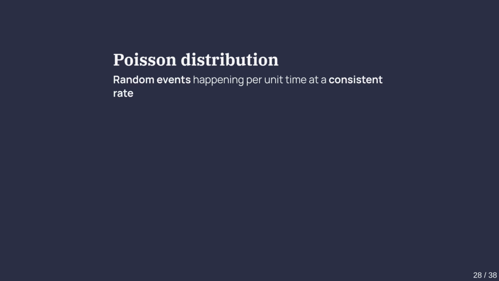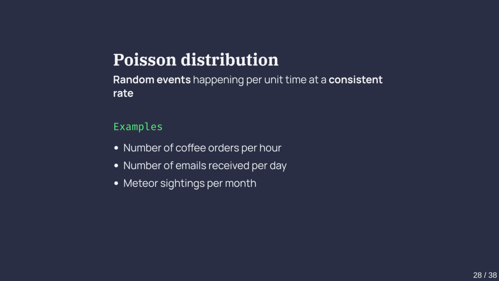Think of something that happens randomly but at a consistent overall rate, like the number of coffee orders placed in a cafe every hour. Maybe on average there are 12 orders per hour, but sometimes there are fewer and sometimes more. That is randomness. Yet the consistency overall defines what a Poisson distribution is. The same logic could apply to the number of emails we get per day or the number of meteor sightings per month. The time unit doesn't matter as long as it stays consistent.